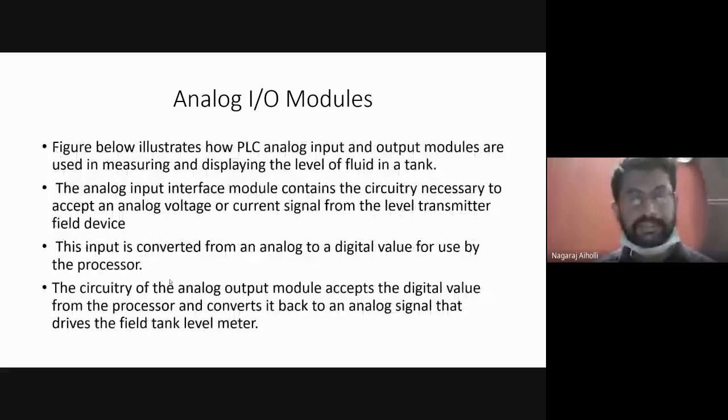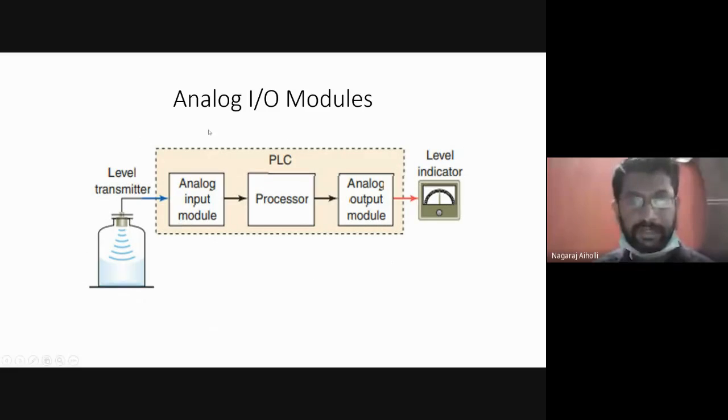Next is the PLC analog input and output module used for measuring or displaying the level of liquid in a tank. I have sent you some videos on this. I hope you all have gone through the videos. So, level transmitter here. That is a container which is holding certain liquid, which is storing certain liquid. We want to measure the level of that liquid in the tank or in this storage.